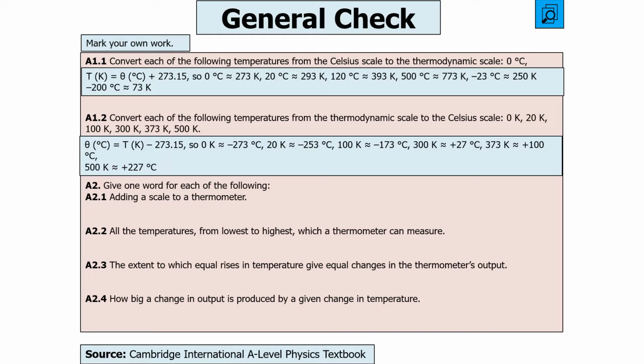Adding a scale to a measuring device is called calibration. The values from lowest to highest a measuring device can measure is the range. The extent to which an equal change in temperature gives an equal change in the output is called linearity, and then how big a change in output is produced by a given change in temperature is the sensitivity of the device.